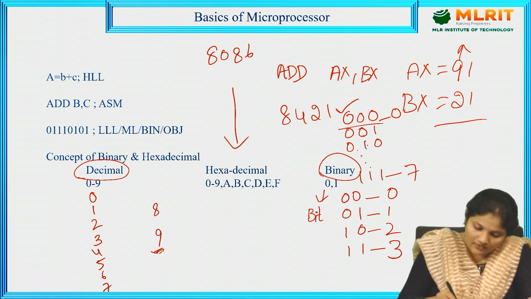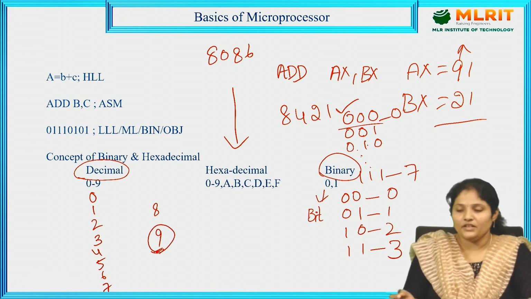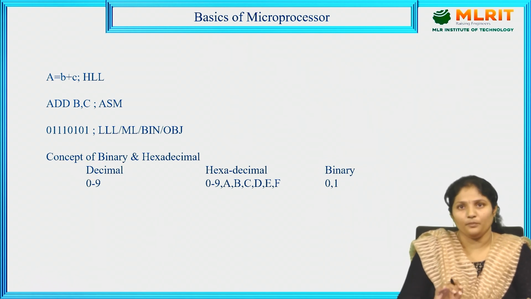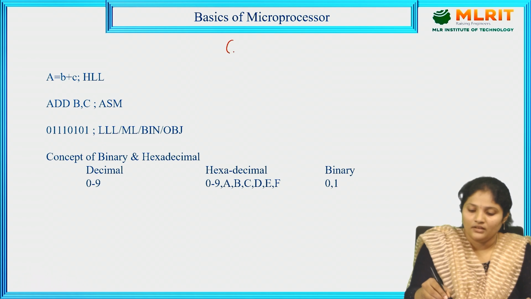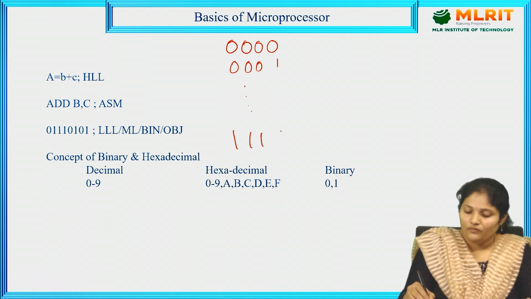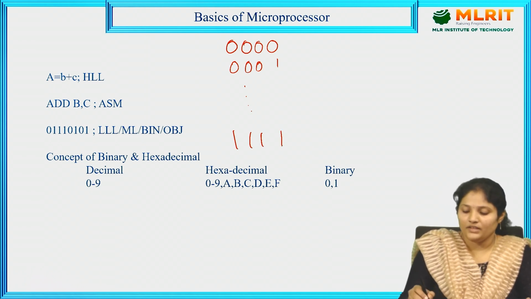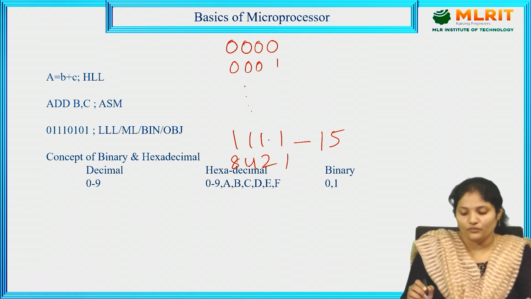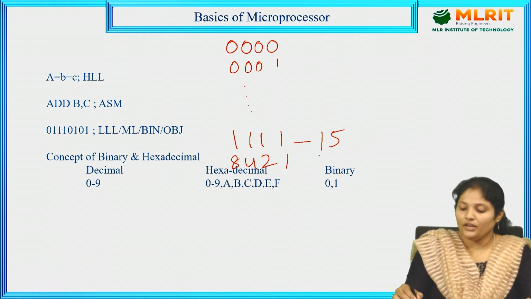But here we have 9, so it is obvious that we need to increase another bit. So we take 4-bit binary data. The numbering would start with 0000, then 0001, and so on until 4 ones. If we consider 4 ones, that equals 15 because of the 8421 code: 8 plus 4 is 12, plus 2 is 14, plus 1 is 15. So you can represent 15.